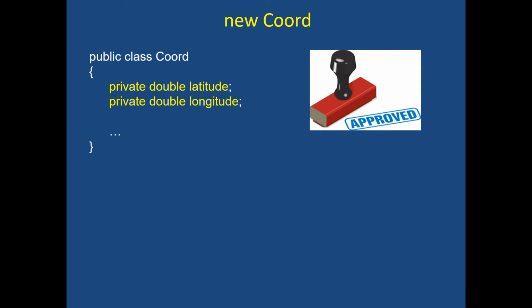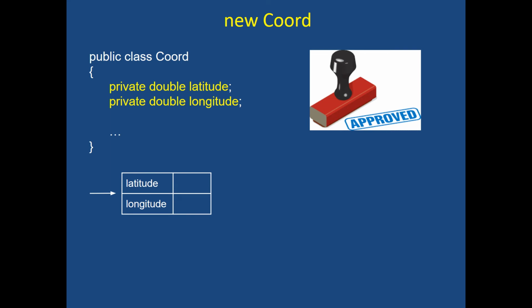So when I say new coord, what's going to happen is the Java virtual machine is going to create in memory for me space to store the values of the instance variables. So basically, every object that we create contains space for the instance variables. And I like to think of it as that rubber stamp right there. So when I say new coord, it stamps out in memory.